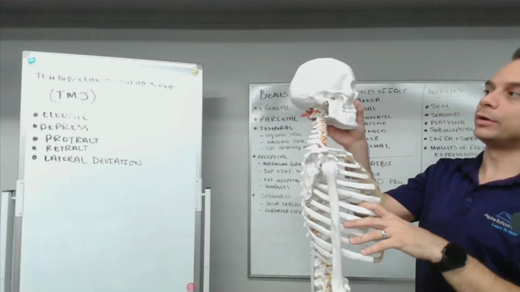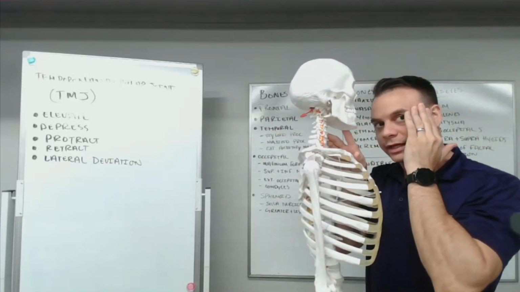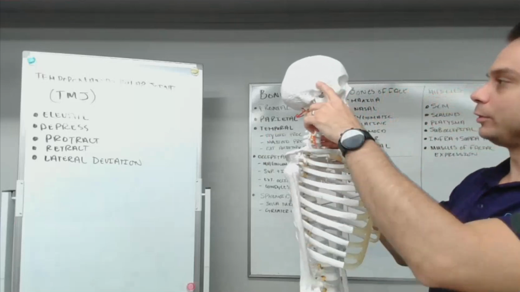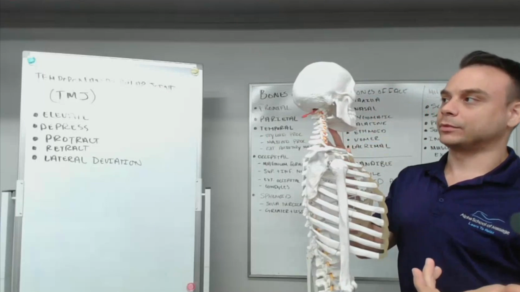Then we have the temporal bone, which is right here, which we all know as the temple, where we rub for a headache or something. So the temporal region, or the temporal bone, excuse me, has several landmarks.